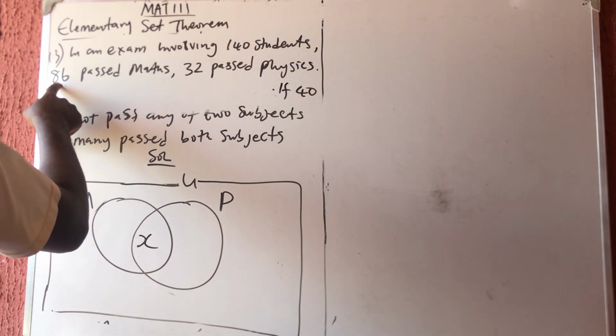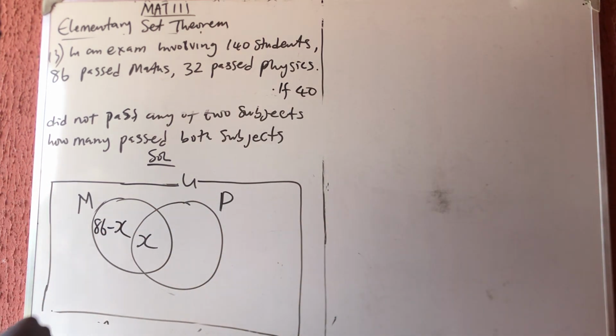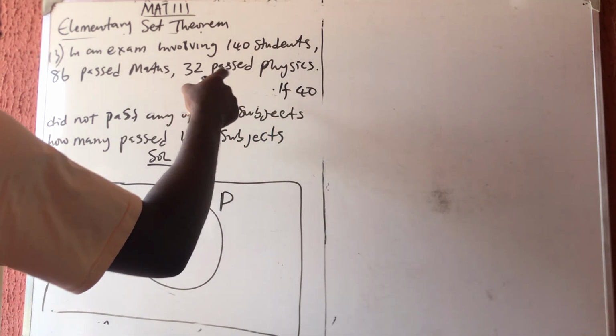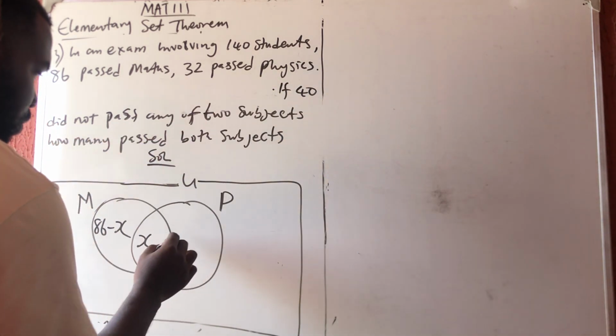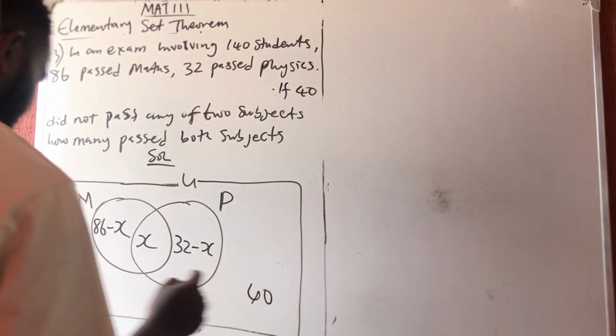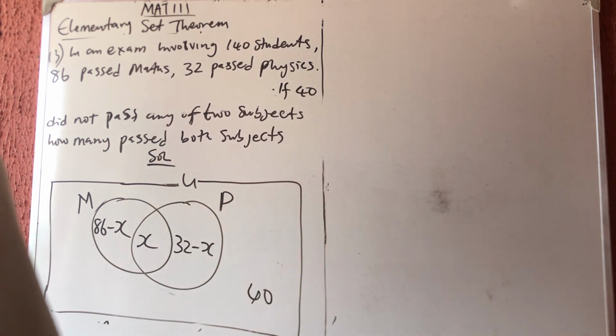Then 86 passed maths, so I have 86 minus X, because I did not see only. That is why I'm subtracting. 32 passed physics, I did not see only, so I will say 32 minus X. Then 40 failed, so I'm having 40 outside. So now for us to get the number of people that passed both of them, we're going to have that it is 18.